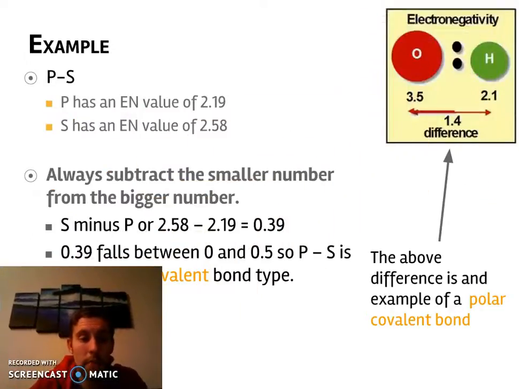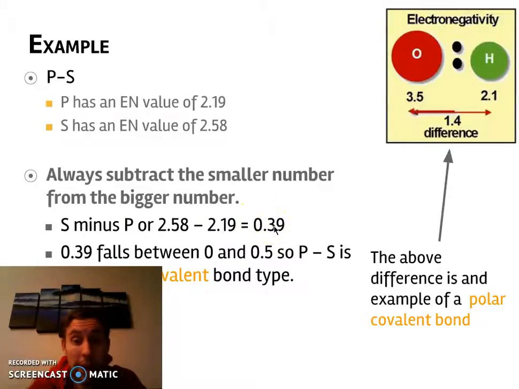Okay, let's look at an example. So phosphorus and sulfur, look at the bond between those. What type of bond is it? We're told that phosphorus has an electronegativity of 2.19 and sulfur has an electronegativity of 2.58. We need to subtract these. We always subtract the smaller one from the bigger one so that we get a positive number. If you get a negative, you did it backwards, that's okay, just flip them, you'll be alright. So S minus P gets us 0.39.